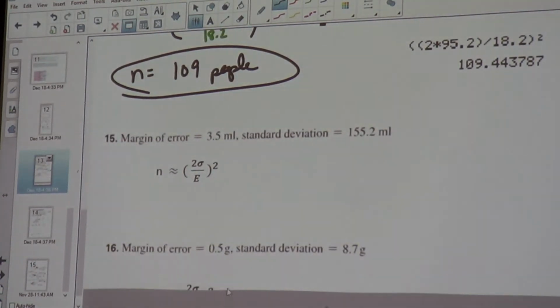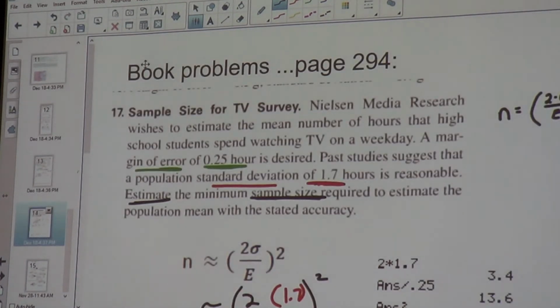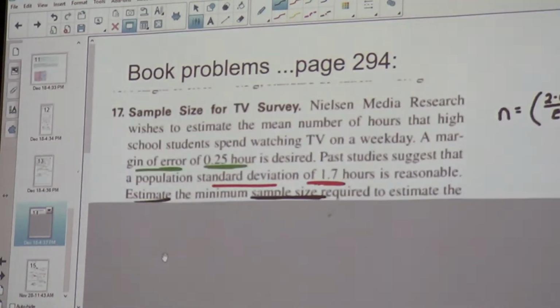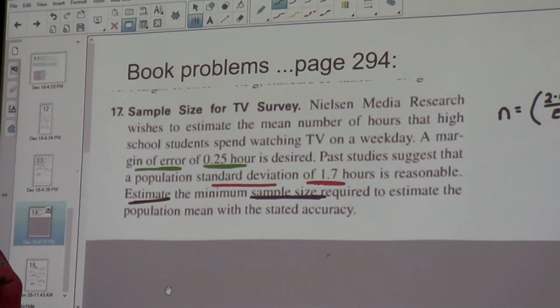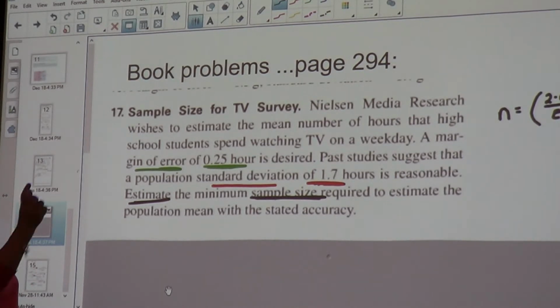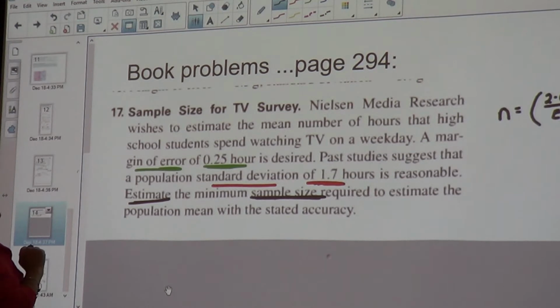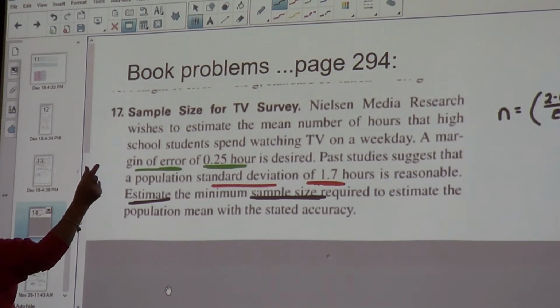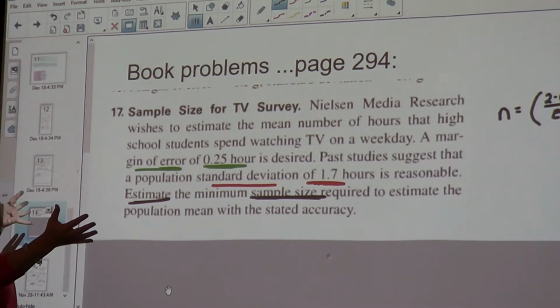Now, I did put a couple more out here if you want to try them, but those are strictly plug and chugs. Here's another one that's like real life. A media research company wishes to estimate the average number of hours that high school students spend watching TV. The margin of error is 0.25. Past studies suggest that the standard deviation is 1.7. Estimate the minimum sample size. So how many students do we need to ask?